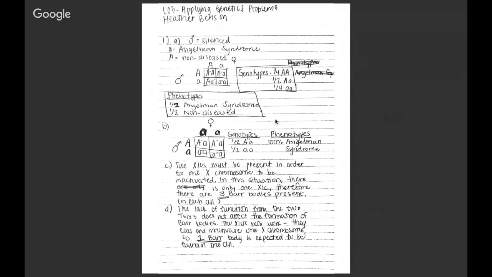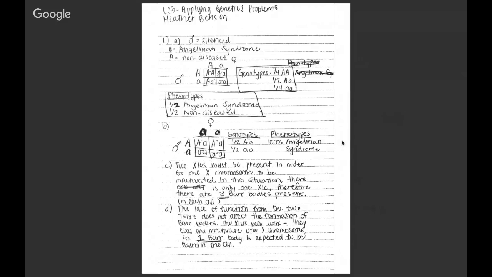For part B, what are the genotypes and phenotypes of the progeny of this cross here? So we have homozygous recessive and heterozygous, and the heterozygous is the male. And so because this capital A and this capital A and this lowercase a and this lowercase a are silenced, it'll be 100% Angelman syndrome because the lowercase a, as indicated up here, is Angelman syndrome.